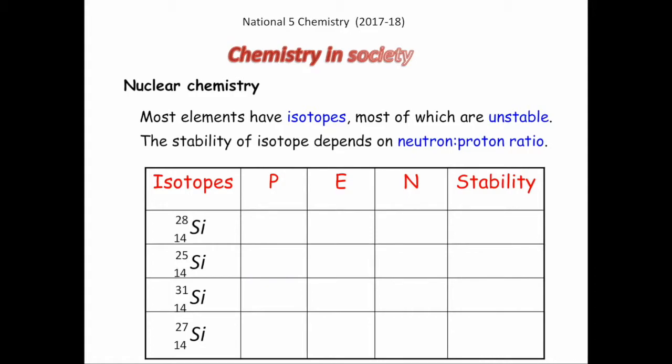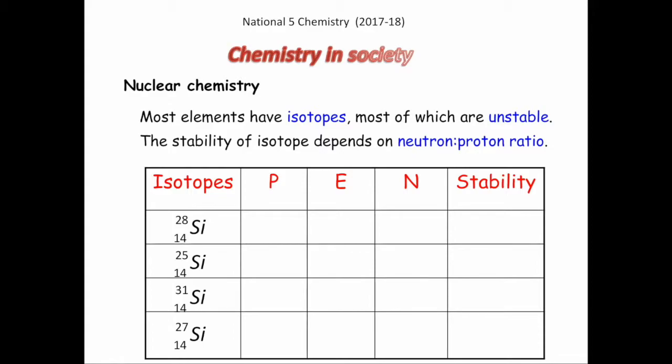Isotopes, as you all know, are elements having the same atomic number but different mass numbers. Generally, most of the elements are said to have isotopes, most of which are unstable. The stability of an isotope depends on its neutron-proton ratio. This can also be said as the stability of the nucleus in an isotope depends on the neutron-proton ratio, because the nucleus contains both the neutrons and the protons.